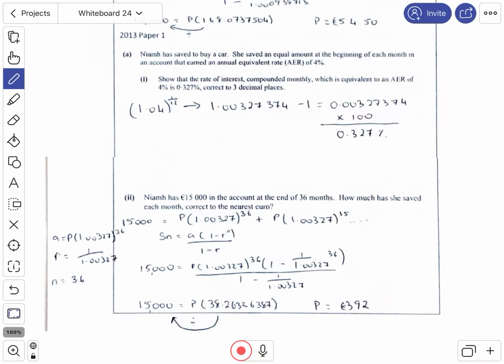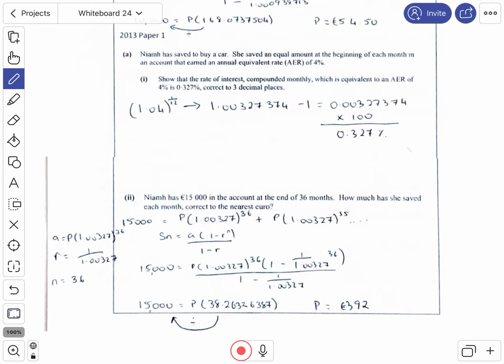What they're looking for you to do there is find the AER in terms of months. So all you're doing is taking your AER of 4%, you have 1.04, and you put it to the power of 1/12 because we're trying to change it into months. We get this value here because they're looking for it to be an interest rate. This is where we minus 1 and multiply by 100. And you should get this value here. So that's the first one.